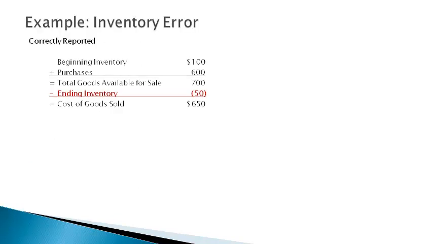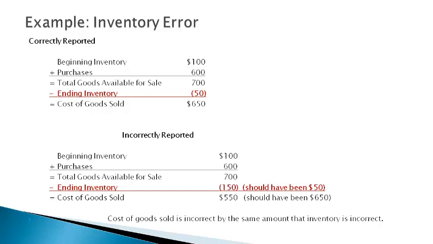Cost of goods sold is computed as inventory available to sale less the value of inventory remaining at the end of the period. In this example, ending inventory is correctly valued at $50. If inventory is incorrectly valued at $150, $100 higher, cost of goods sold is $100 lower and gross profit and income is $100 higher.